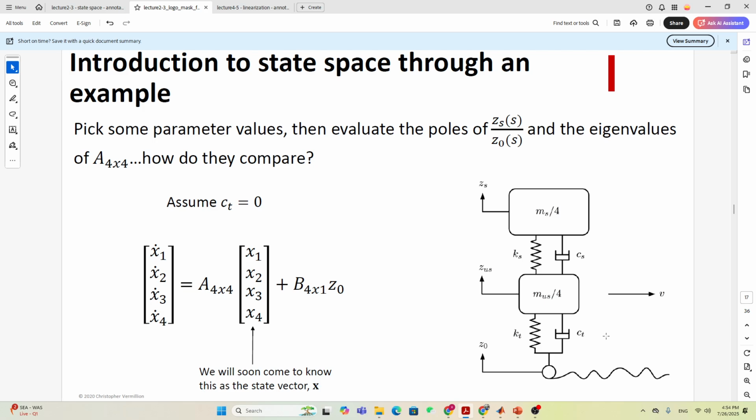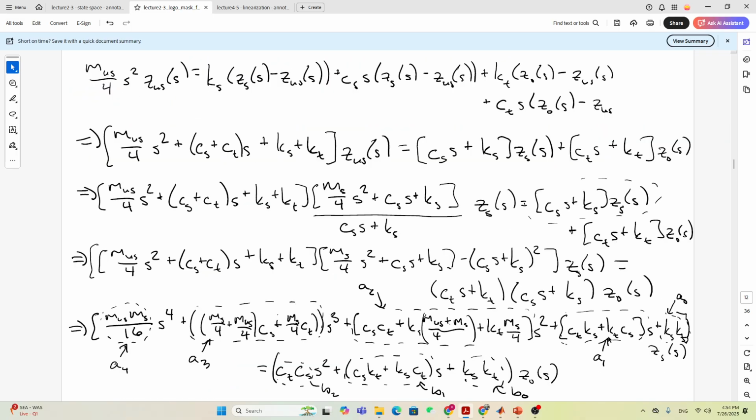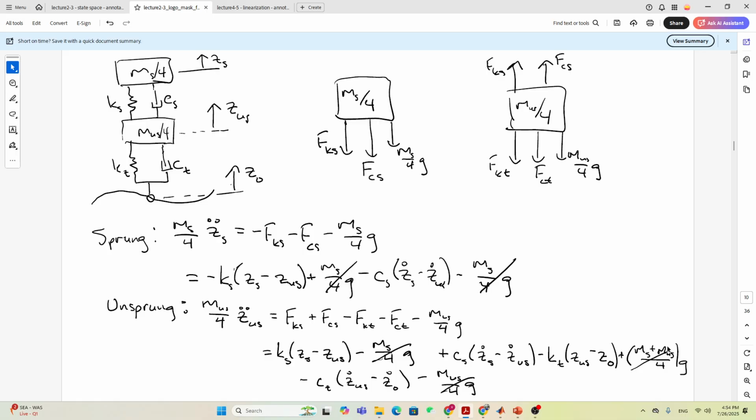So if we go back to the quarter car example, let's go back to the free body diagram and those initial equations of motion we derived. For sprung mass and unsprung mass, those 2 are all second order differential equations, right? The highest order is 2. So that means each one of them should have 2 states. So in total, 2 plus 2, you should have 4 states. So that means you have 4 first order differential equations in your state space model.